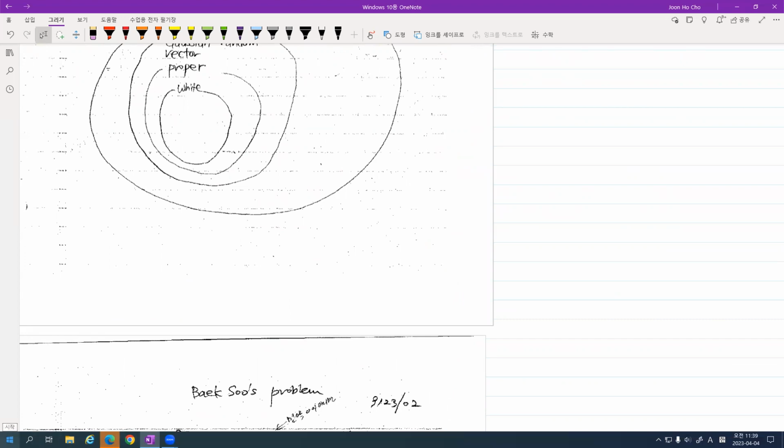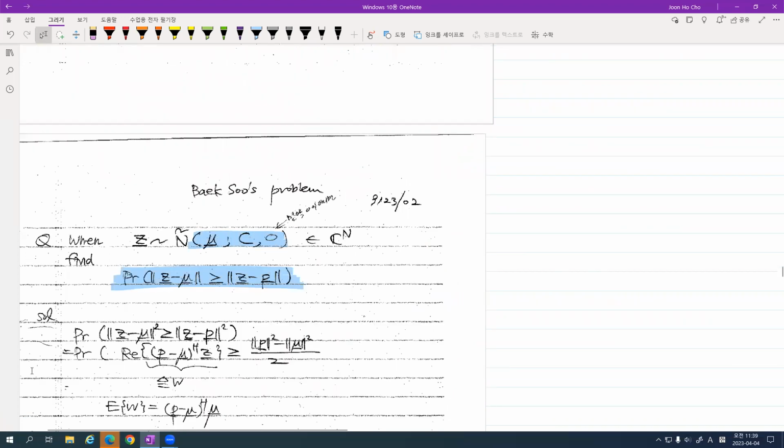I still remember him. Anyway, this is almost the same problem, right? You have now some non-scaled identity covariance matrix C. So this problem is much more difficult. But what do you guess? So what would be the probability of this event given a proper complex Gaussian with mean mu and some positive definite covariance matrix C?